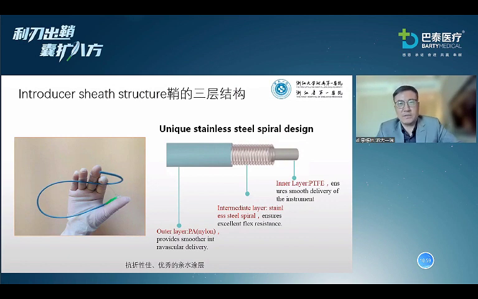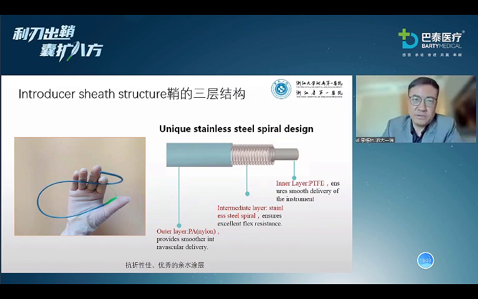Early on, we mostly used the Cook sheath. There are some limitations, though. Sometimes there's the product access issue. So we were very much looking forward to a domestic brand, which is easier for us. And this one is the BARTY product.